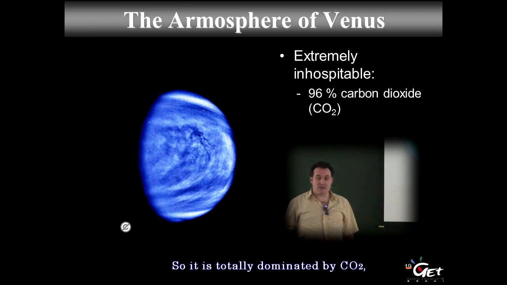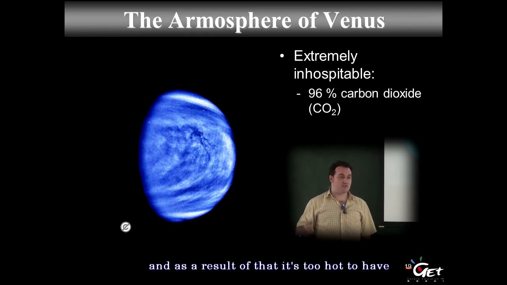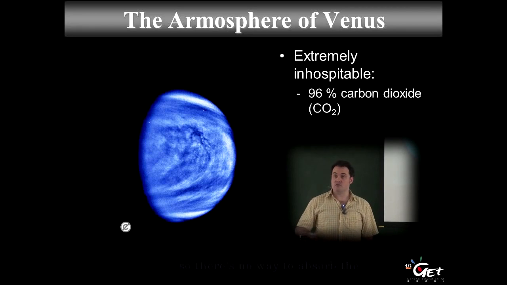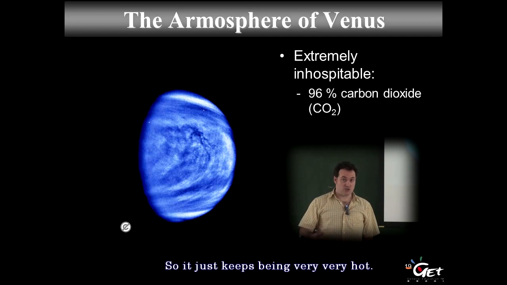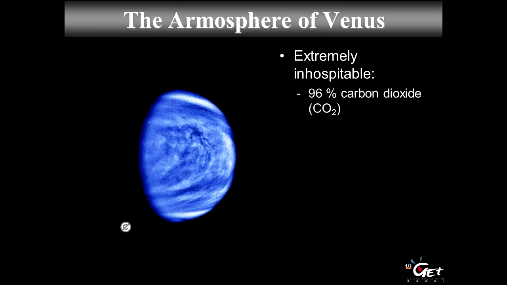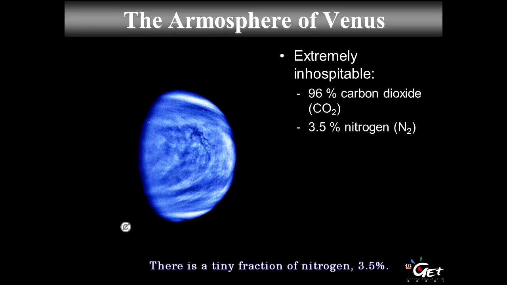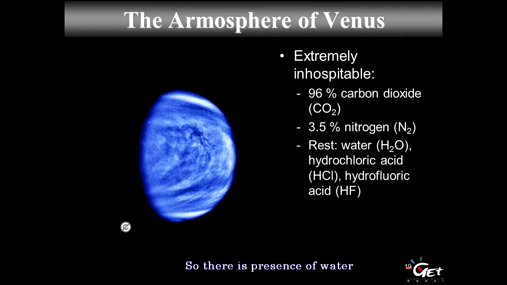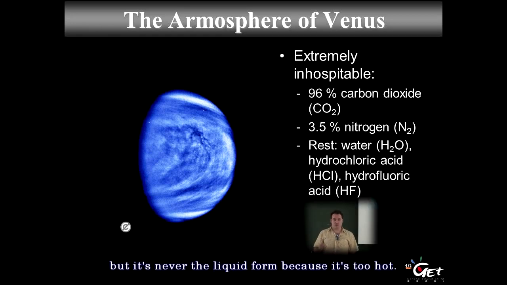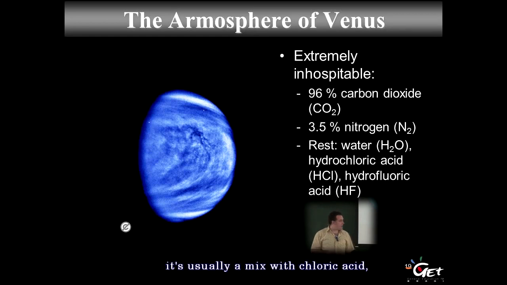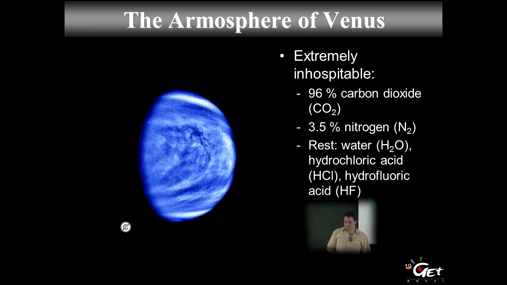So you are totally dominated by CO2, and as a result of that, it's too hot to have water, so there's no way to absorb the CO2 from the atmosphere like we have on Earth, so it's just keeping very, very hot. There is a tiny fraction of nitrogen, 3.5%. So there is presence of water in the atmosphere of Venus, but it's never in liquid form because it's too hot, and usually it's not pure water. It's usually a mix with chloric acid, so HCl, or hydrofluoric acid, HF.